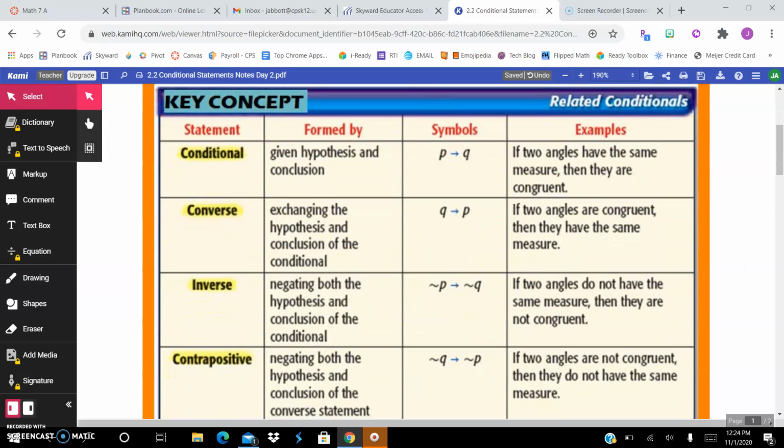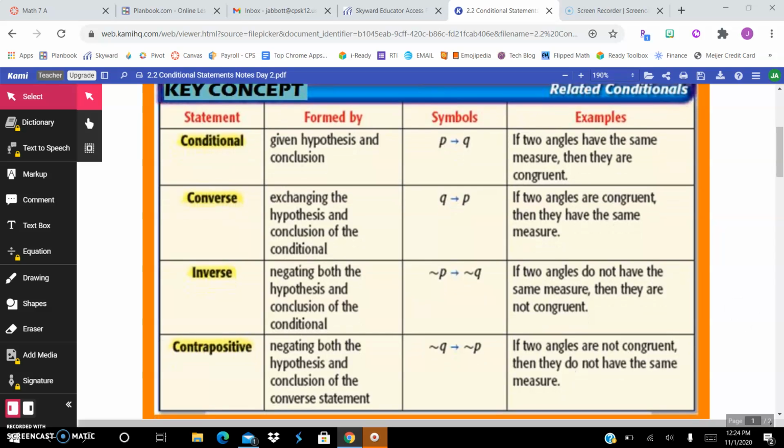Moving on to four vocab words. We've already talked about conditional statements, and we did that last Wednesday, actually. We didn't have class on Friday. So the conditional is the if-then statement, and it has the hypothesis and the conclusion. Remember, the hypothesis is the if statement, and the conclusion is the then statement.